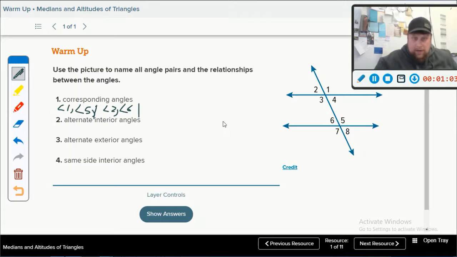Alternate interior angles, interior means inside, so we're talking about this inside area, right, inside the two lines. And then alternate means they're on opposite.